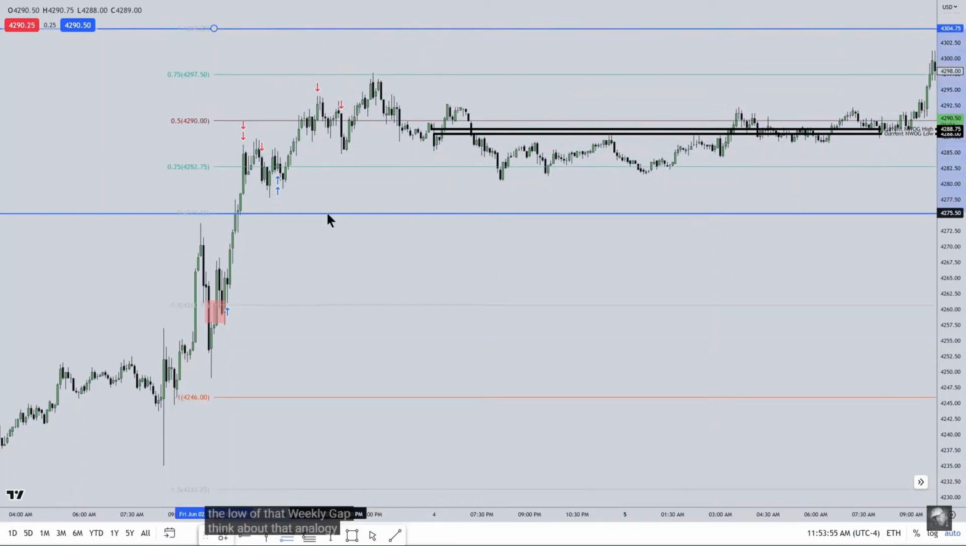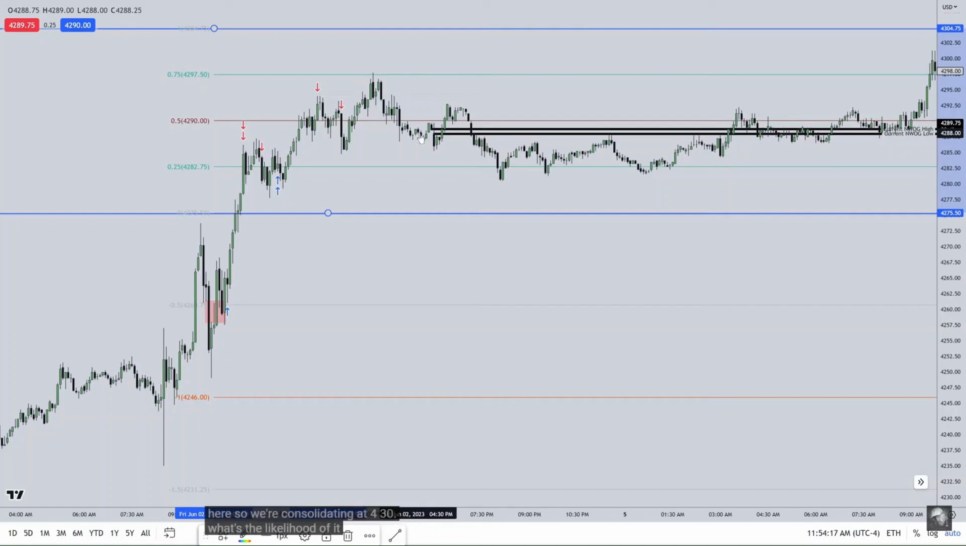Think about that analogy I just gave you with the game of horseshoes, okay? Midpoint is a real good target. Real good target. Best, a perfect ringer would be at the high end. But we're consolidating in here. And we closed on Friday right around here. So we're consolidating at 430.